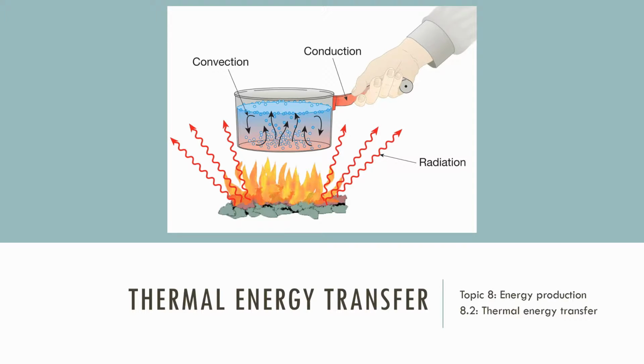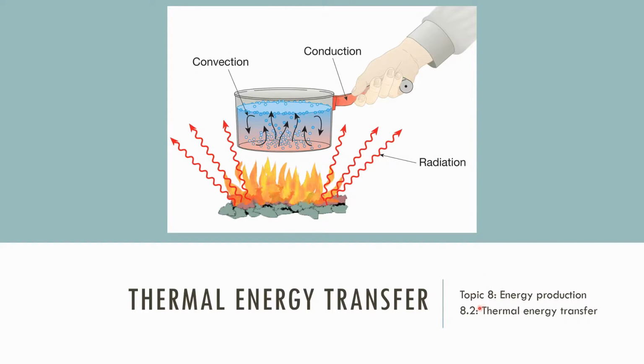Hello! In this video, we're going to be talking about thermal energy transfer, the way that energy gets transferred between objects because of temperature. We are going to look at three main mechanisms: convection, conduction, and radiation. These are the three ways that heat can be transferred throughout the universe.